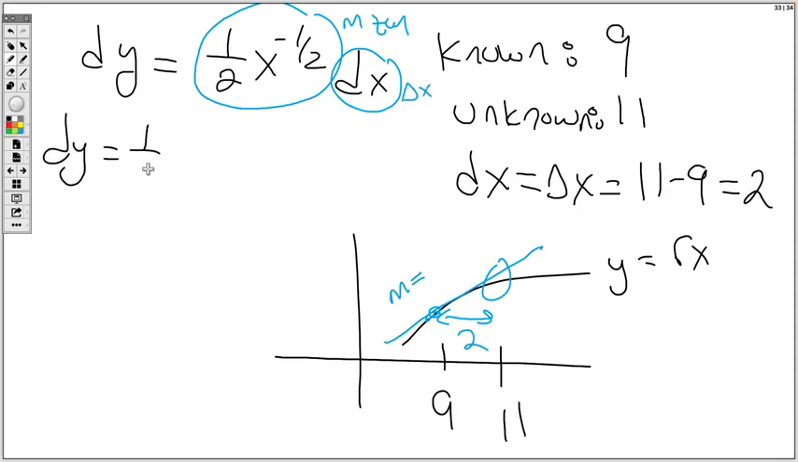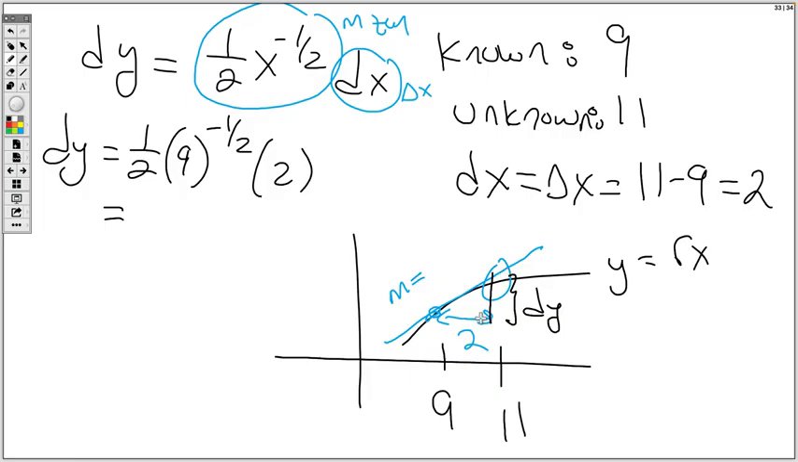So I'm going to plug in the 9, because 9 is the number I know about. And this will give me the slope at 9 times 2. That's going to give me how far up we're going on the tangent line, and that should approximate how far up we're going on the curve. You follow or not? We'll do a Desmos here at the end just to make sure we're all good.